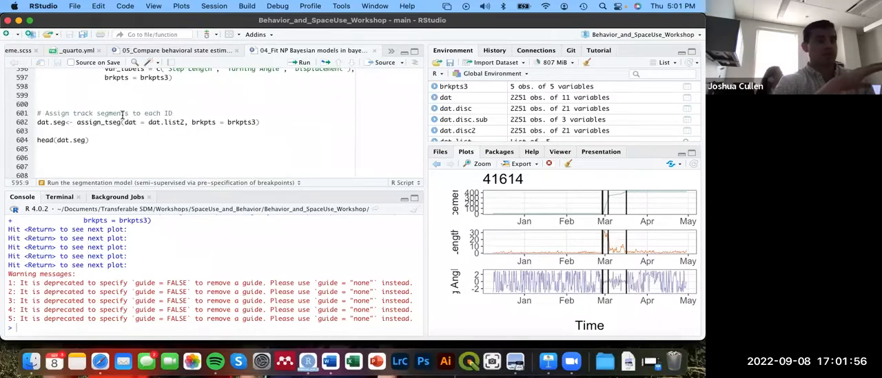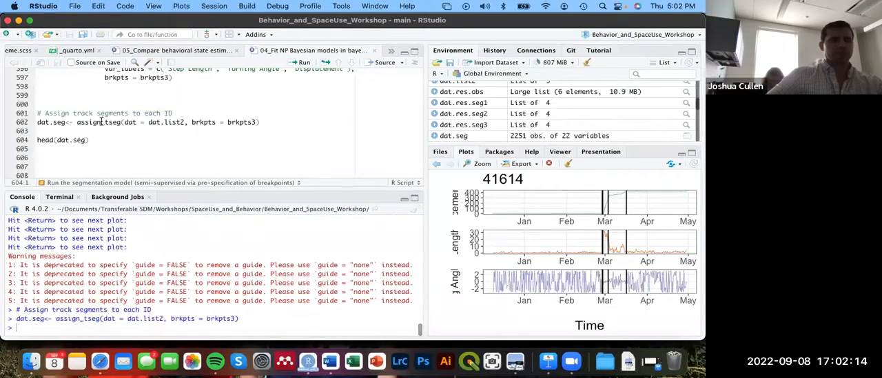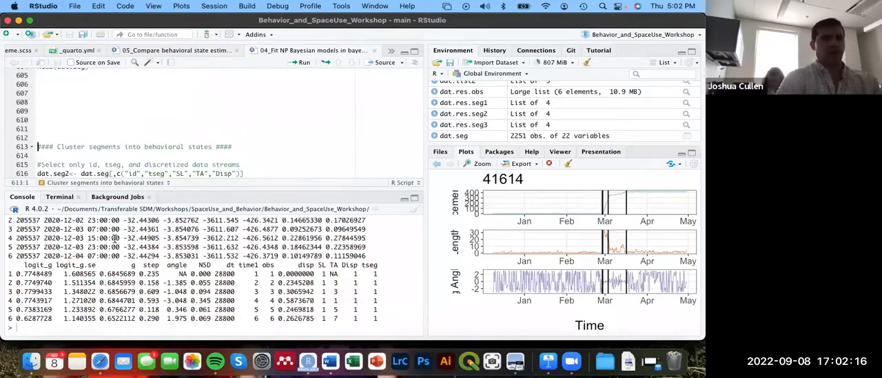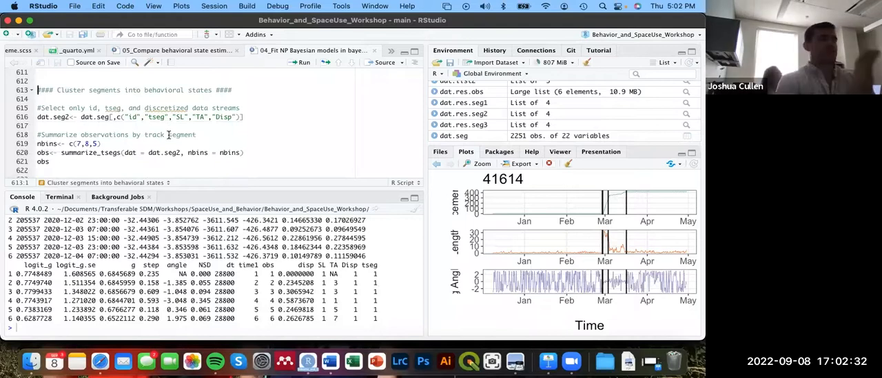So once you're happy with that, you would use the assign_tseg function to assign these estimated segments, now these track segments, to each observation. So whether it belongs to segment 1, 2, 3, however many segments there are based on these breakpoints we just estimated. And now we have our data sets with all these columns. And at the very end is this new column called tseg. And this is the segment number associated with each individual turtle. So that's the first stage of our model.